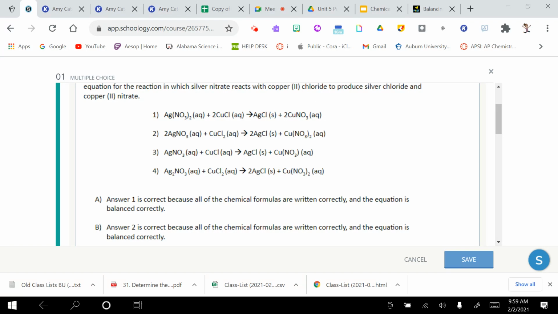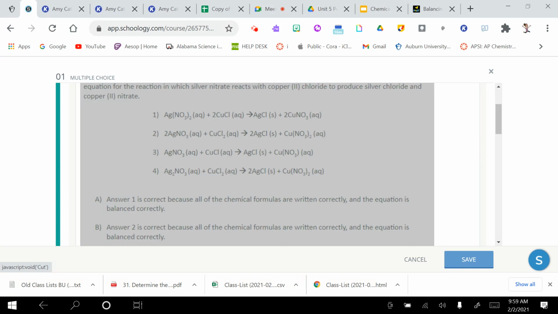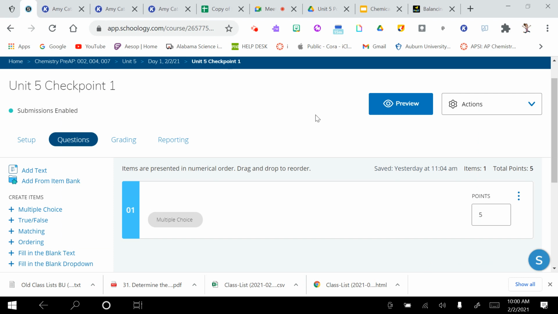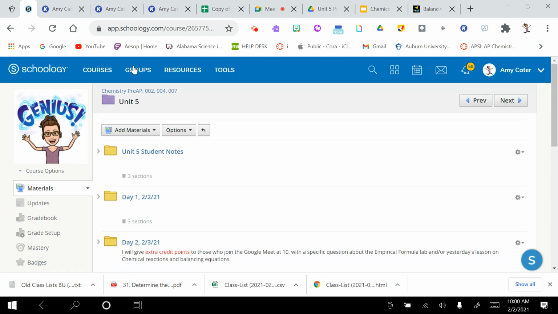But look at all the ones. They're all 1, but did you need them all to be 1? Silver, 1 nitrogen. It's not written correctly, because of the parentheses. You don't need the parentheses, so it's not written correctly. Yes, ma'am. The correct answer is B. Did you get it? Yay!